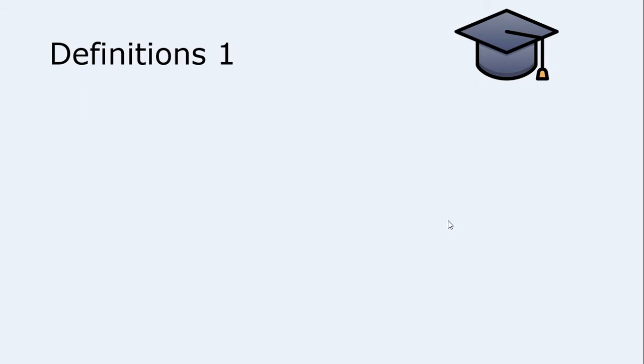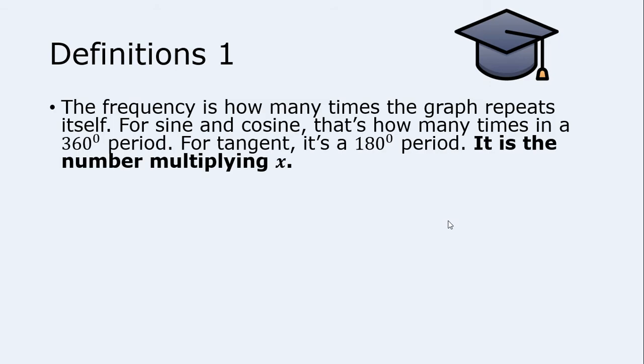Okay, so we're going to have a little play around and look at some definitions. So the first definition I need you to know is something called frequency. Frequency is how many times the graph repeats itself. So when we're talking about sine and cosine, that's how many times it repeats itself in a 360-degree period. Okay? Now for tangent, it's a 180-degree period.